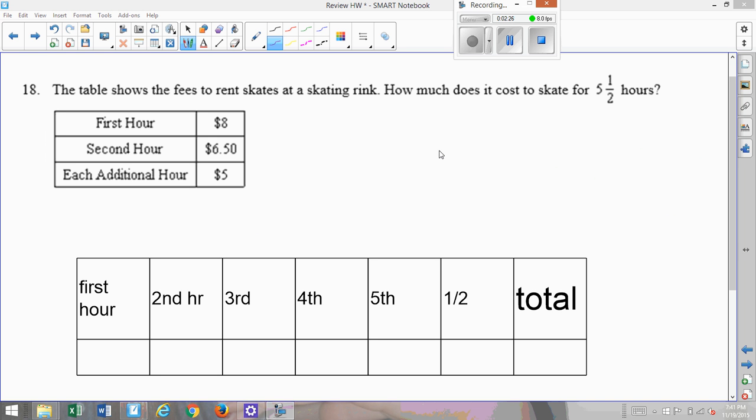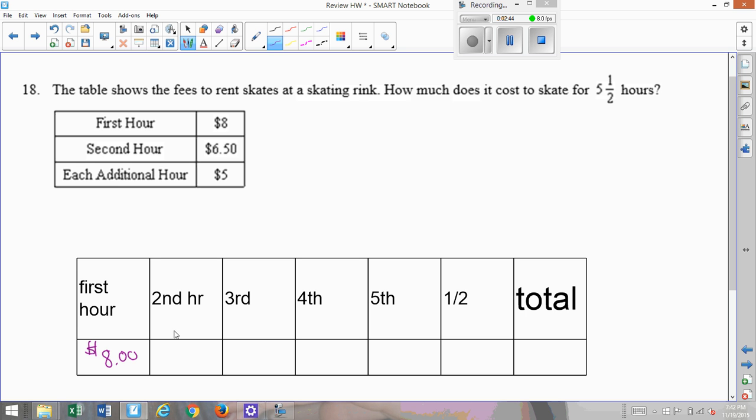Okay, I set up a table for this because it makes it a lot easier, but the table shows the fees to rent skates at a skating rink. How much does it cost to skate for 5.5 hours? Well, the first hour costs you $8. So we go to our table and first hour. Well, that's $8.